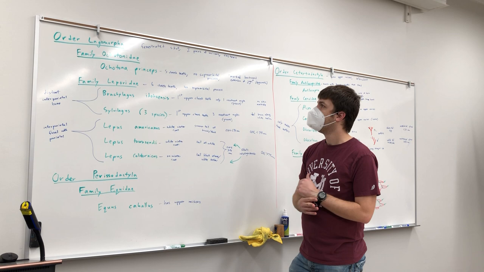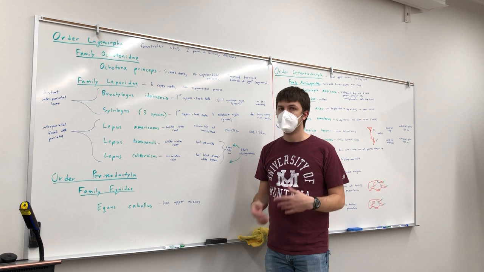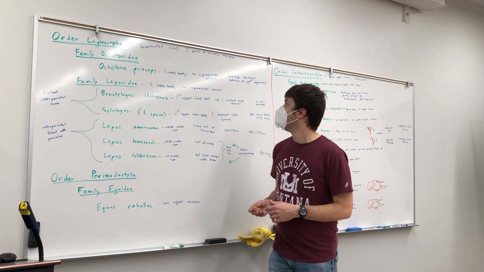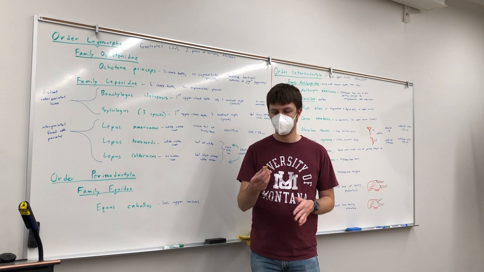Another thing that lagomorphs have that rodents also have, and everything we'll look at today will have, is a diastema. So it has this gap between the front teeth and the cheek teeth. We've seen that before with the rodents. We'll see it with the other herbivores. So that is less useful, but still something worth noting if you say find this in the wild. Then gives you an idea of where to start.